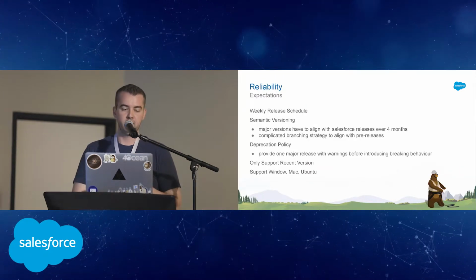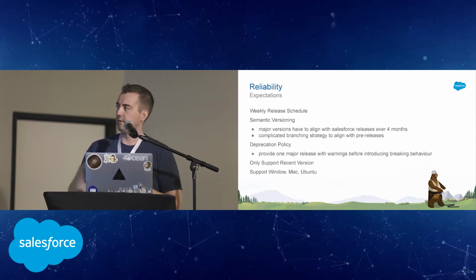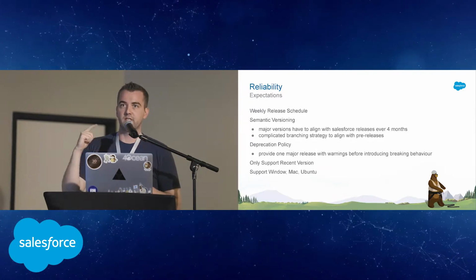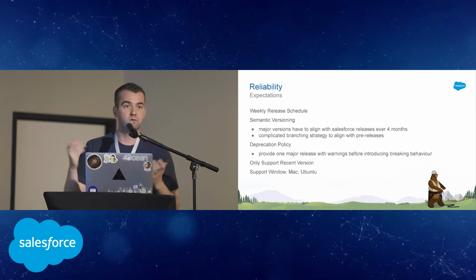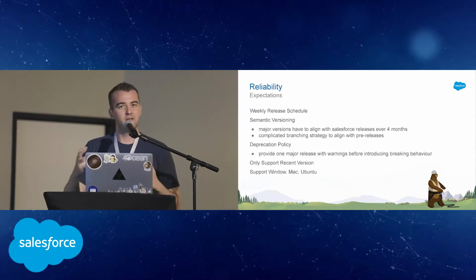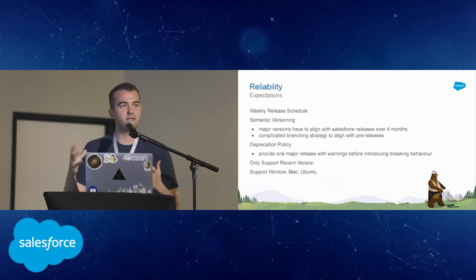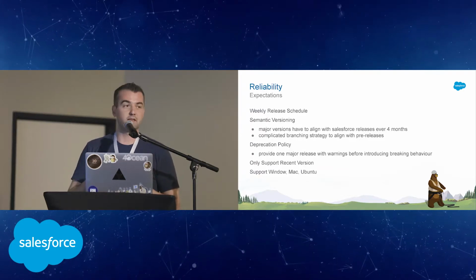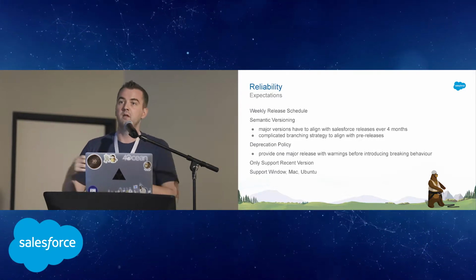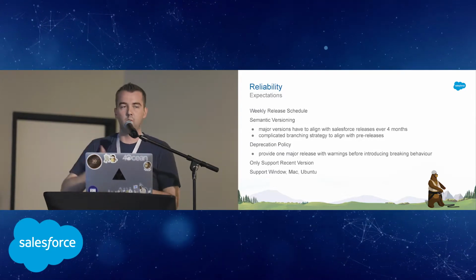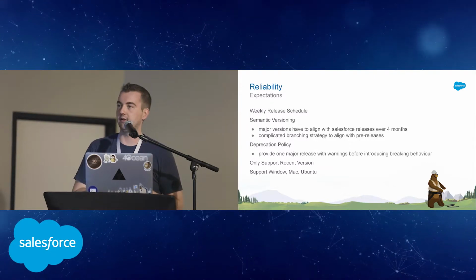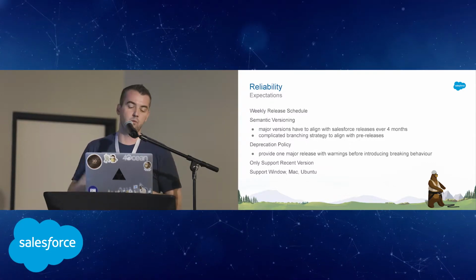So reliability. Kind of as I talked about, this one's more about expectations. So, if we were to release whenever we wanted or every single day, a lot of customers don't like that because they don't know when to expect things. If we change something, it could break them. Even if we don't think we're breaking them, we could break them. And so they really want to know when things are going to happen. So at Salesforce, we have a weekly release schedule. And so they know exactly when we're going to release, when to expect stuff.